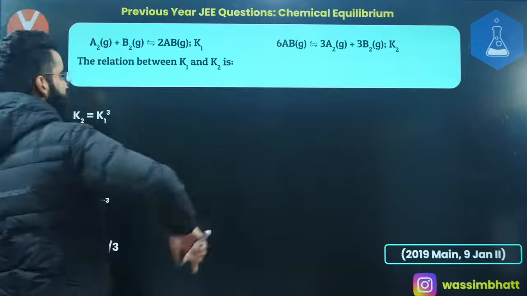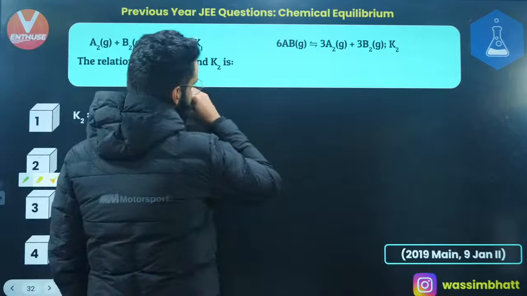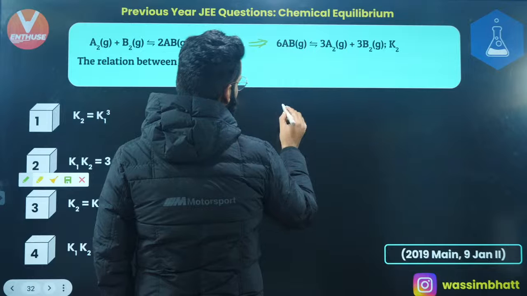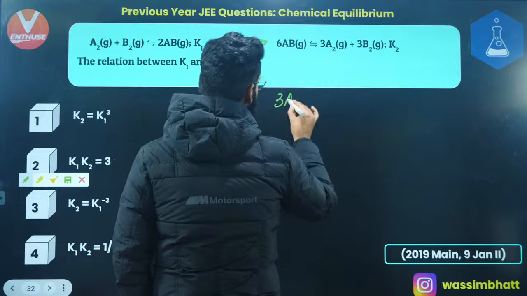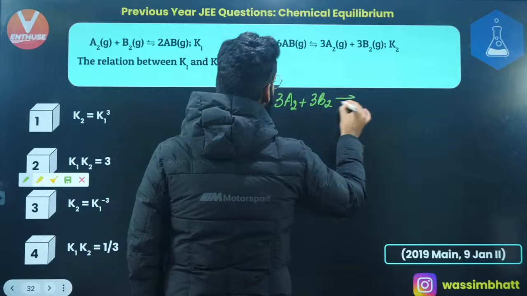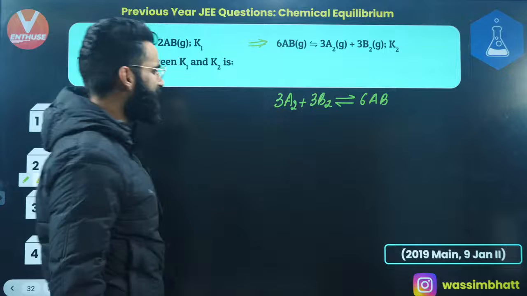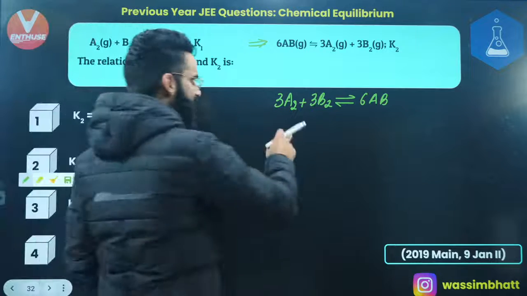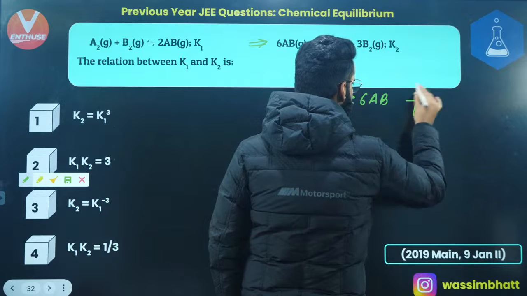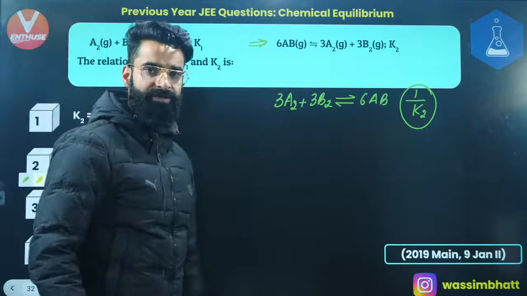Okay, let me explain it. First of all, what do I need to do? If I look at the second reaction, I'll just reverse the second reaction. If I reverse it, it becomes 3 times A2 plus 3 times B2 in equilibrium with 6 times AB. On reversing this reaction, its equilibrium constant will be inversed. If the equilibrium constant for this reaction was K2, now the new equilibrium constant becomes 1 by K2, okay?